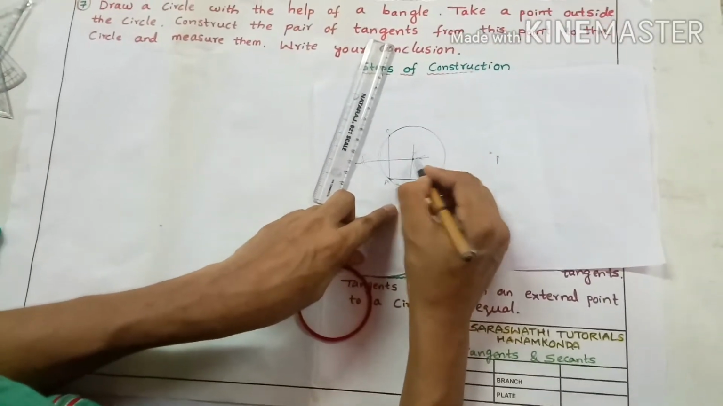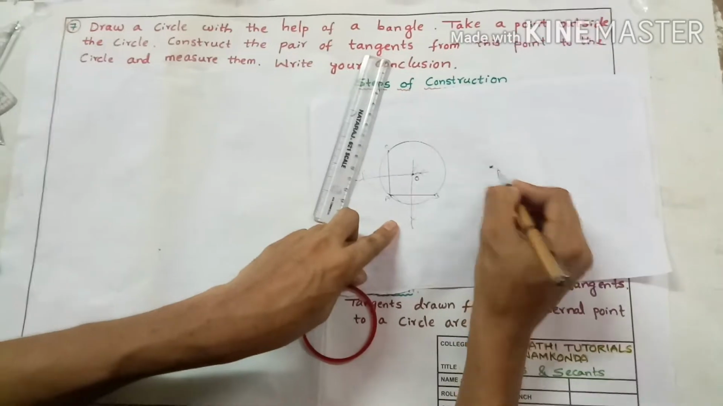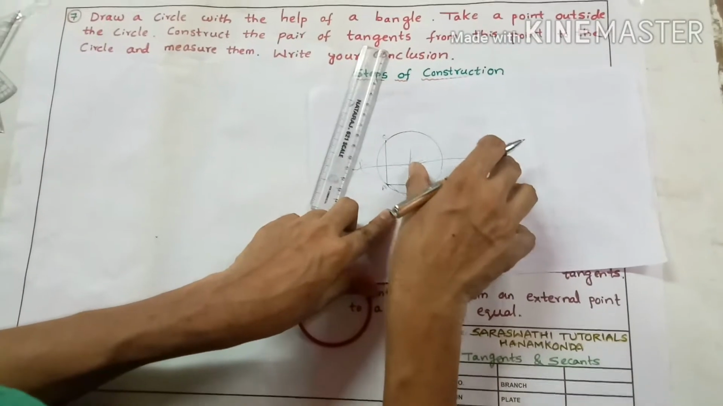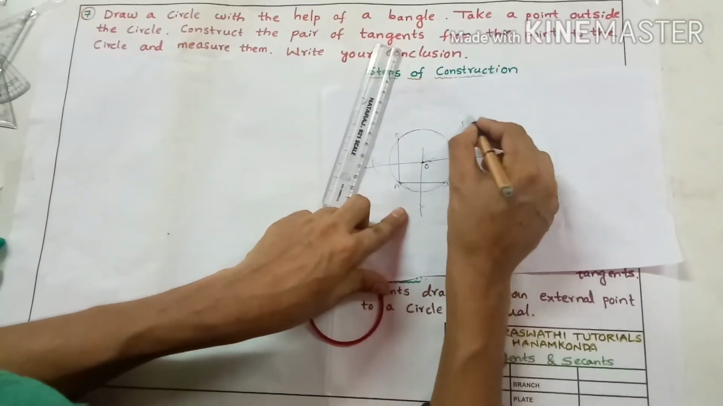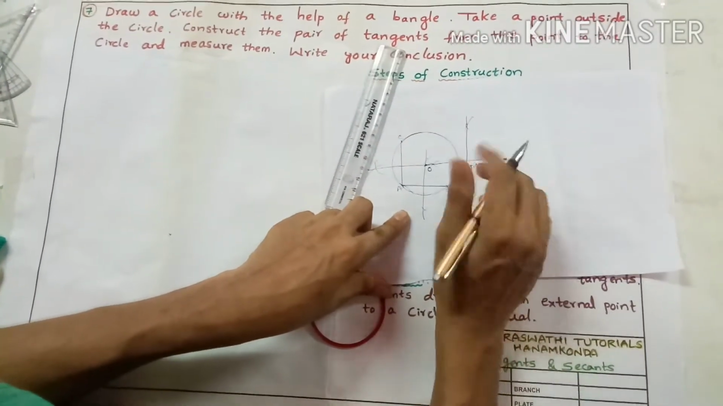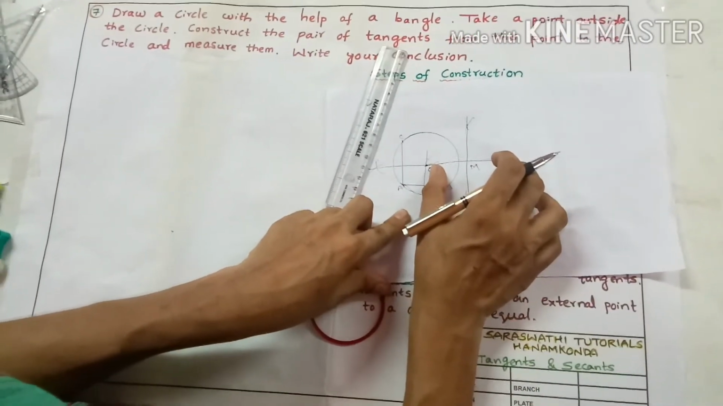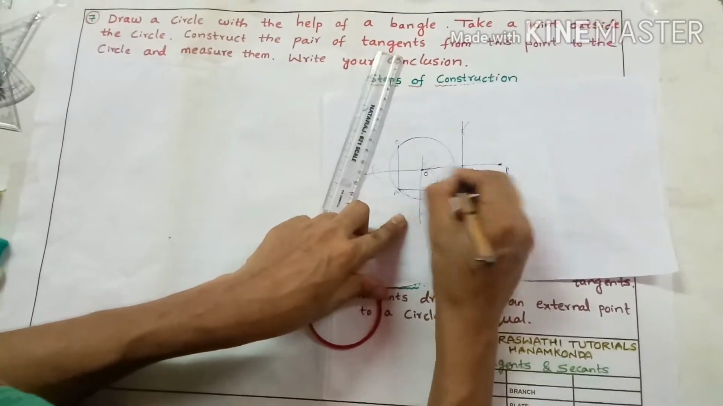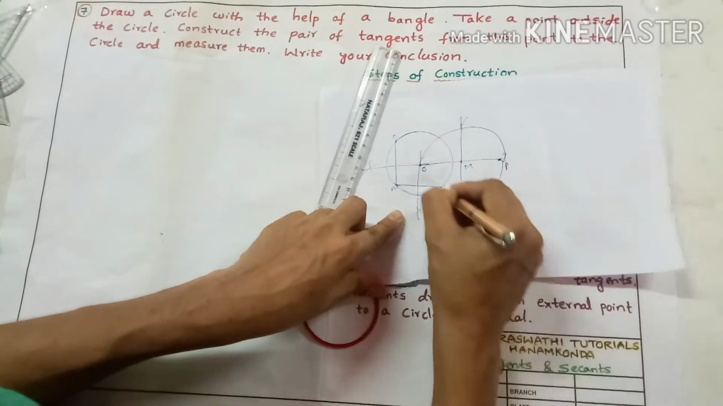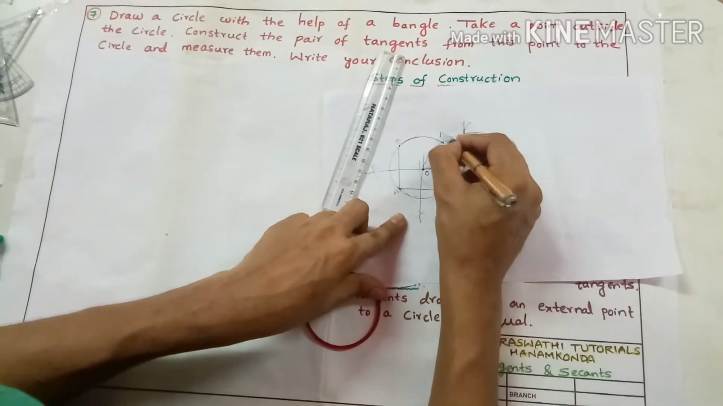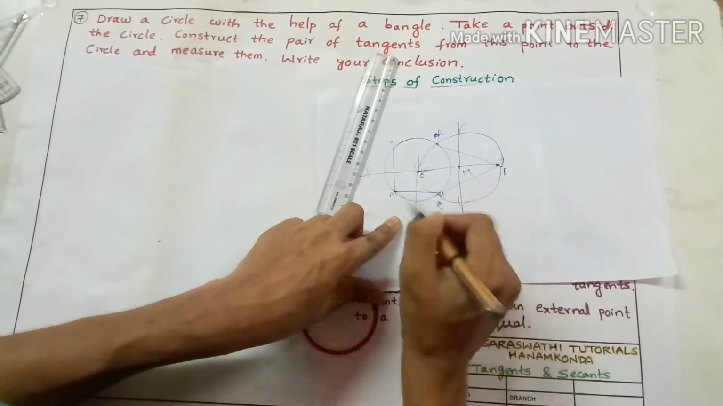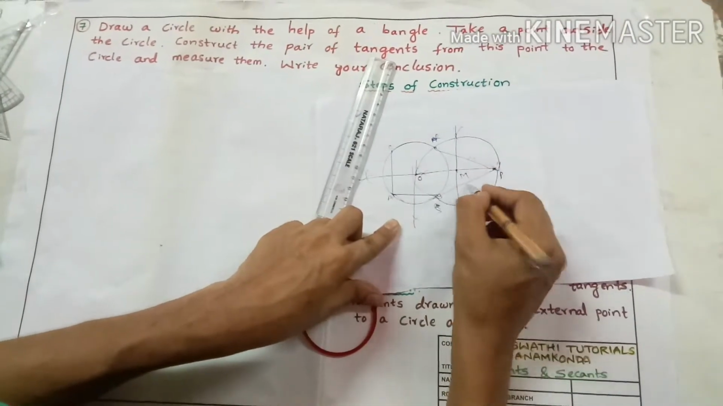Now mark a point P outside the circle and join OP. Next, draw a perpendicular bisector to the line OP, taking more than half. Let the perpendicular bisector meet OP at M. Now taking M as center and OM or MP as radius, draw a circle which meets the previous circle at two points. Let these points be R and S. Now join PR and PS. PR and PS are the two tangents.